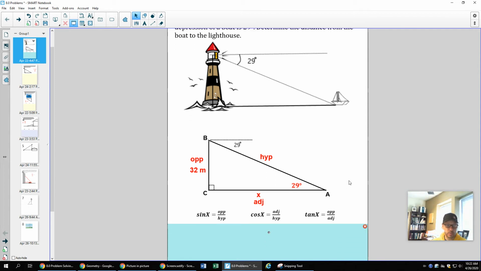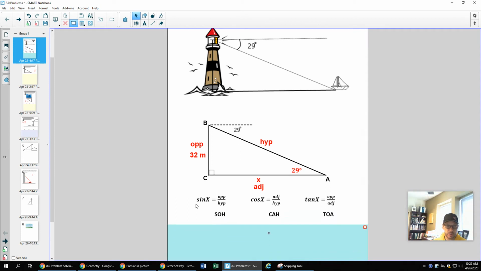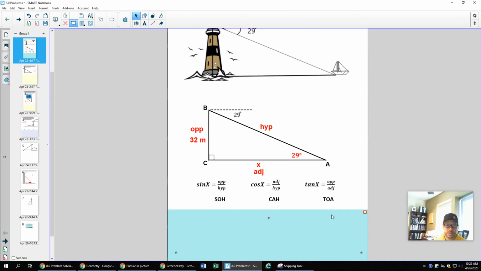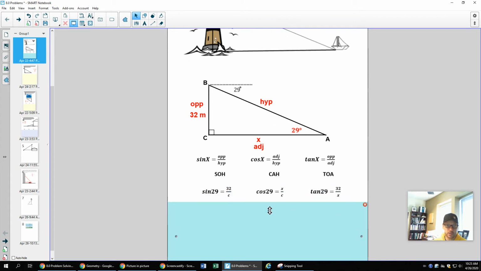Like we did in our other problems, when you're given a triangle, we want to know what is the best ratio, sine, cosine, or tangent, to work with. At the start of the chapter, we used the words. Later on in the chapter, we used an acronym, SOHCAHTOA, and based on what's in our triangle, we can figure out what ratio to use. So again, I'm going to show lots of work. Sine ratio, sine of 29, because the 29 degrees is opposite 32, over hypotenuse. I don't have anything here for my hypotenuse, so I'm just going to call it C because it's opposite the C. Cosine is adjacent over hypotenuse.